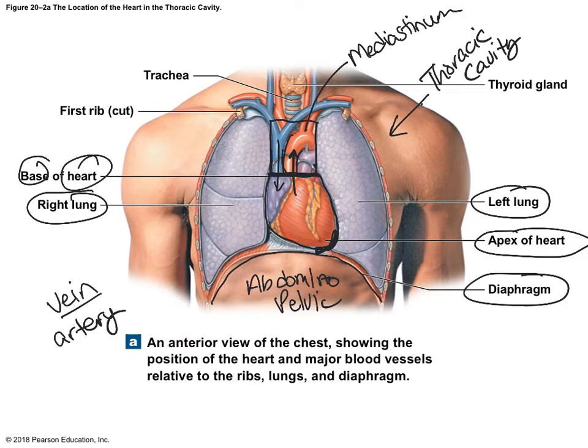So the heart itself is surrounded by a serous membrane, and that serous membrane is called the pericardium. So the pericardium sort of surrounds the whole heart here. And we're going to take a look at the layers of the pericardium in just a slide or two.